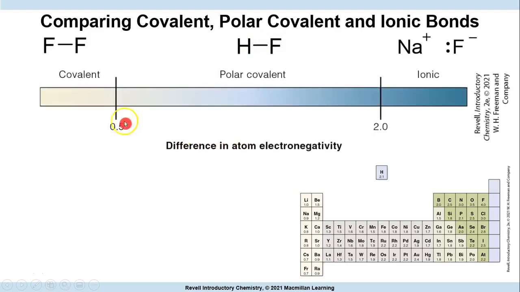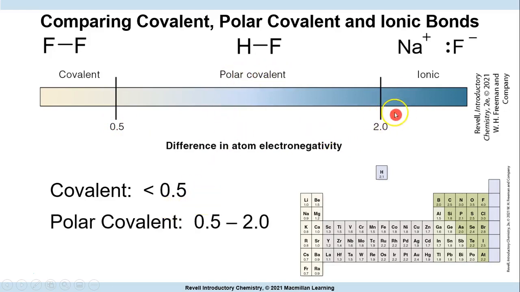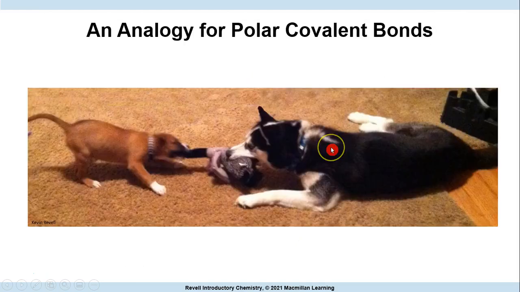Now, how do we determine if a molecule is simple covalent, polar covalent, or ionic? When you calculate the electronegativity difference between two atoms, for example, here we have fluorine and fluorine, that is 4.0 minus 4.0, that is 0. When the electronegativity difference is less than 0.5, the compound is simple covalent. When the electronegativity difference is between 0.5 and 2, the compound is polar covalent. And when the electronegativity difference is more than 2, the compound is ionic. We will see an example.